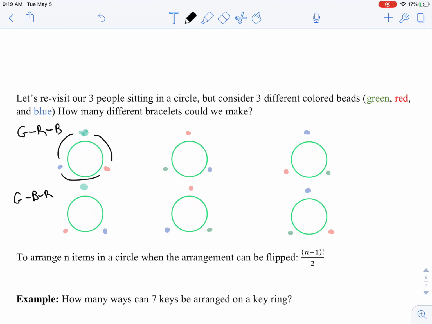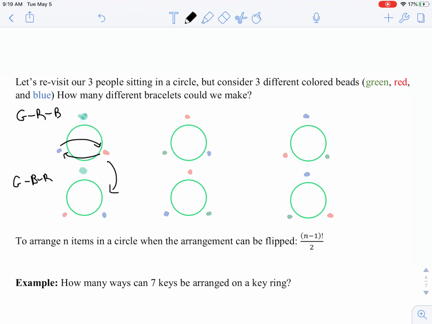If I were to take this bracelet and just flip it over, it's still the same bracelet. So if I were to take this bracelet up top, and then all I do is flip it over, the blue would go to here, the red would go to there. And what I would end up with is the exact bracelet down below. Okay, so since this bracelet is able to be flipped, these are actually the same bracelet. Which means I can make all 6 of these patterns out of the same bracelet just by flipping it or rotating it.